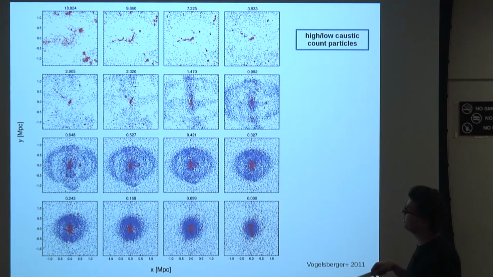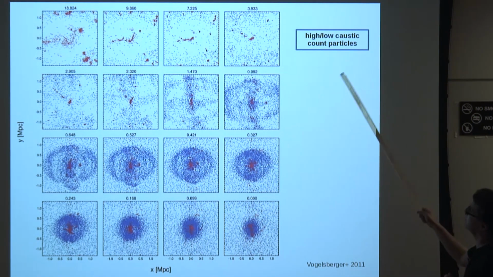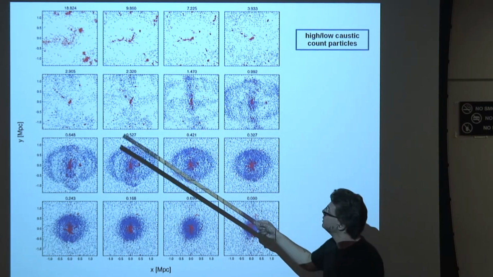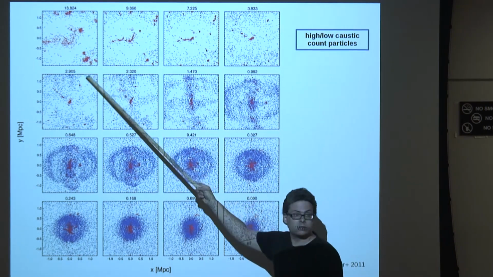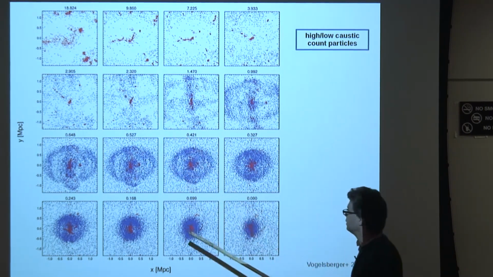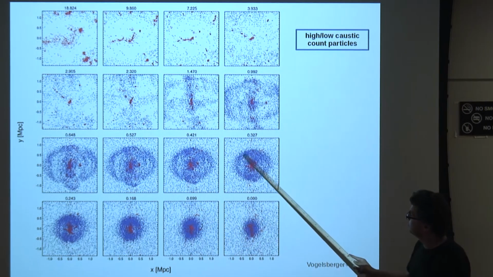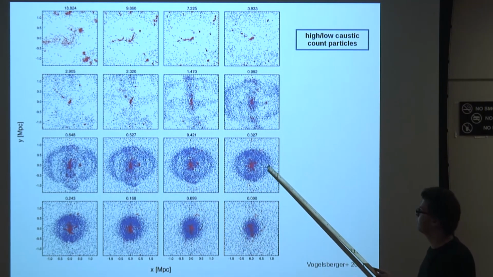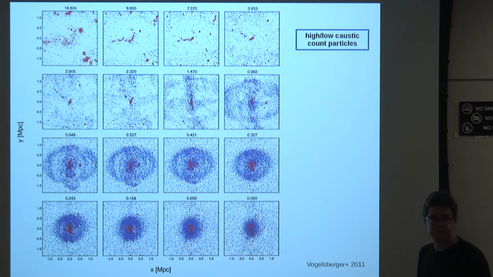So if you filter by high and low caustic count, if you take, for example, the high caustic count particles, which are shown here as red, they also cluster already at early times. And the blue ones, which have the low caustic count, they cluster much later. Yeah. Again, this is this dynamical timescale argument.